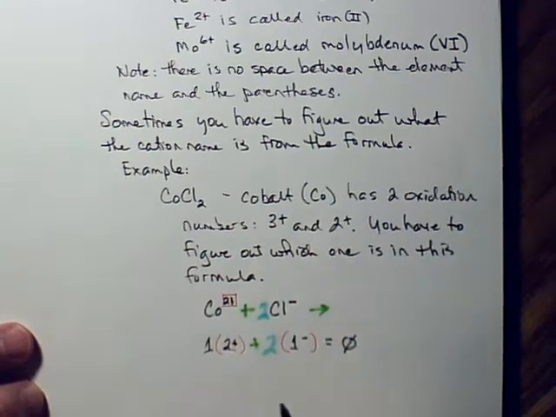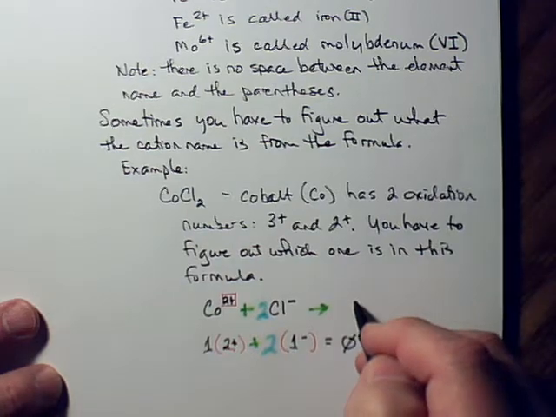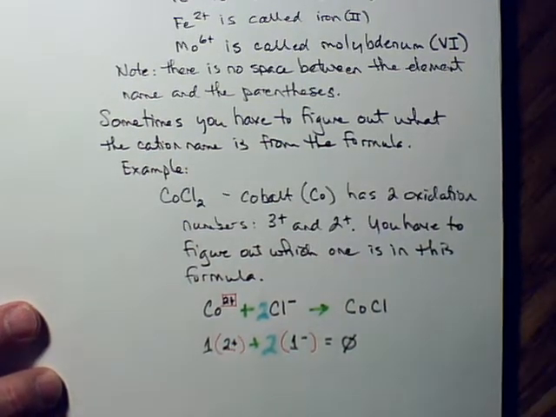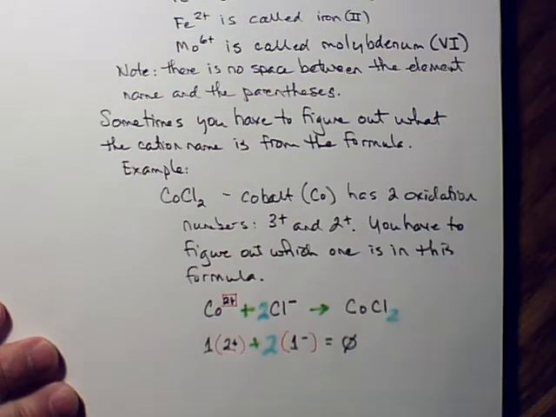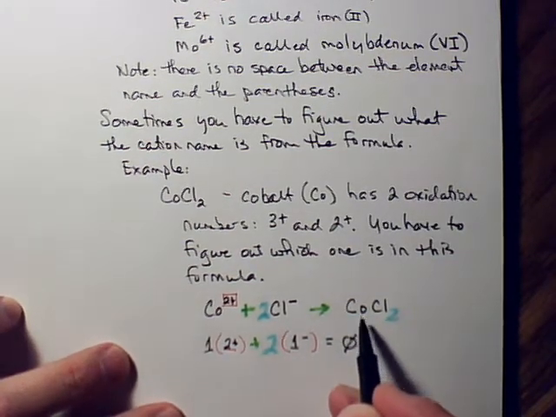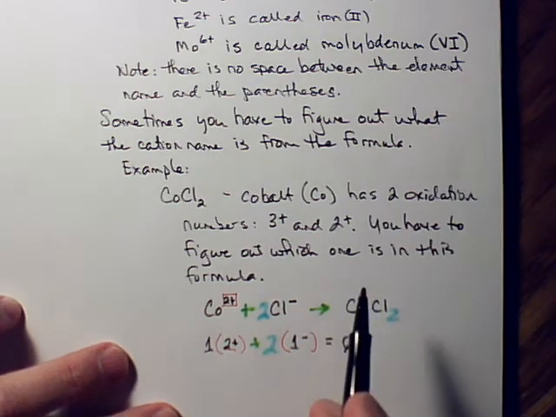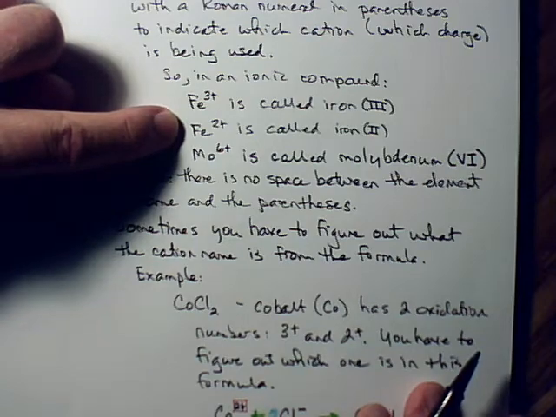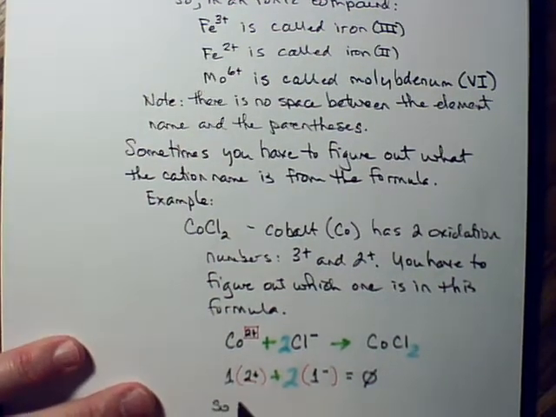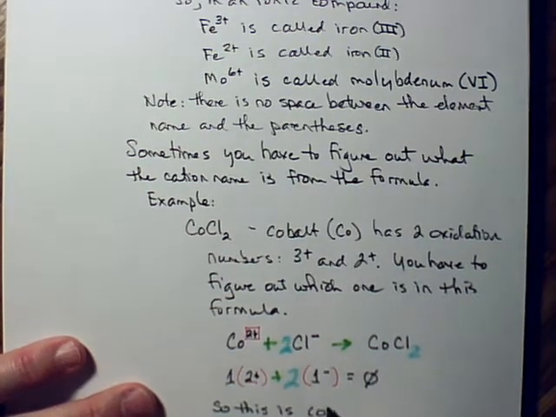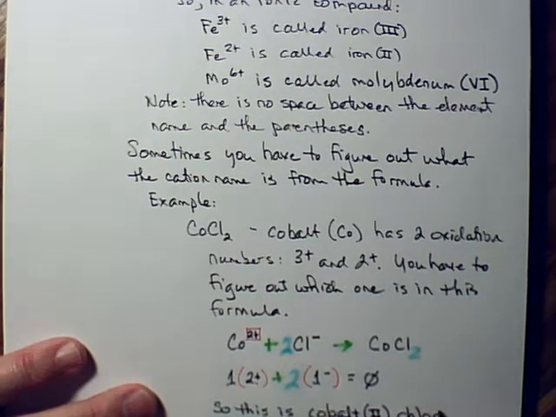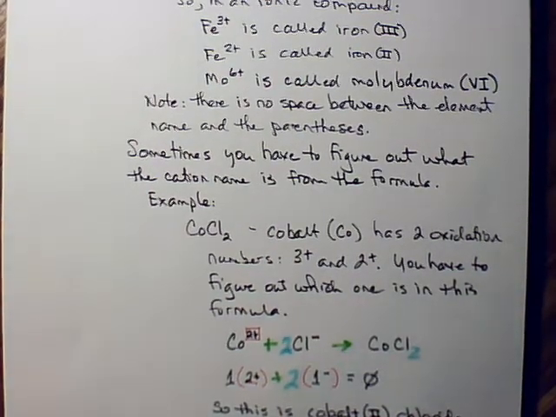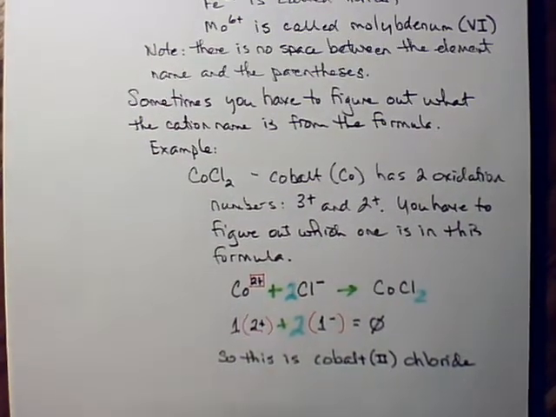But anyway, here we go. So that means that this cobalt has to have a 2 plus charge. And when we put this compound together, cobalt, Cl, and we got that sub 2, it's going to have a 2 plus charge in the cobalt. So what's the name of this compound then? I mean this ion here. How did we name these up here? Right, so this is cobalt 2 chloride. Cobalt 2 chloride.